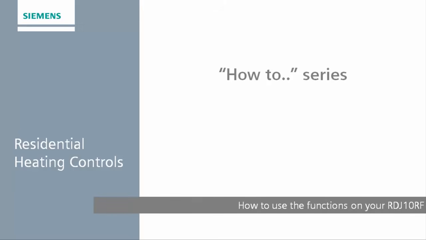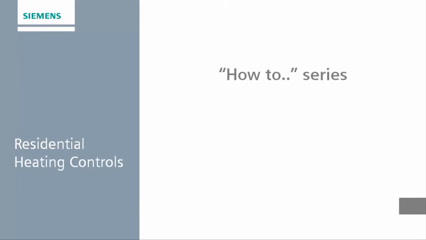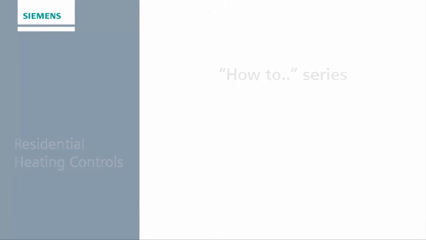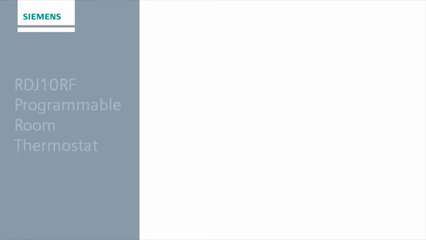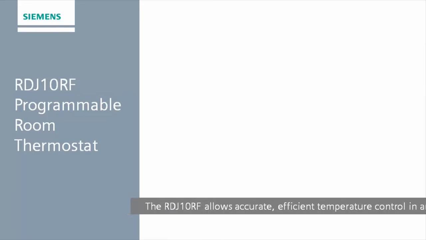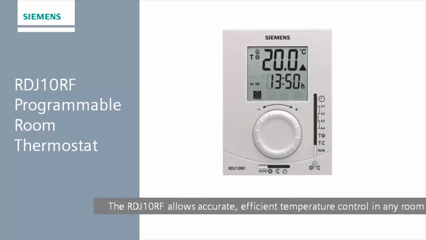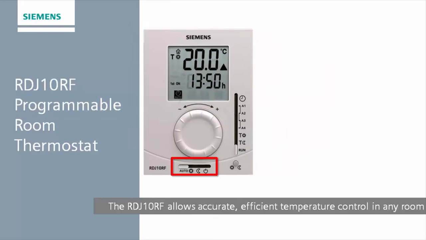This video will explain the basic concepts related to the operation of the RDJ10RF wireless programmable room thermostat. The RDJ10RF is designed to provide customized daily control of your room temperature. The unit has 4 operating modes, which can be selected on the bottom horizontal slide switch.